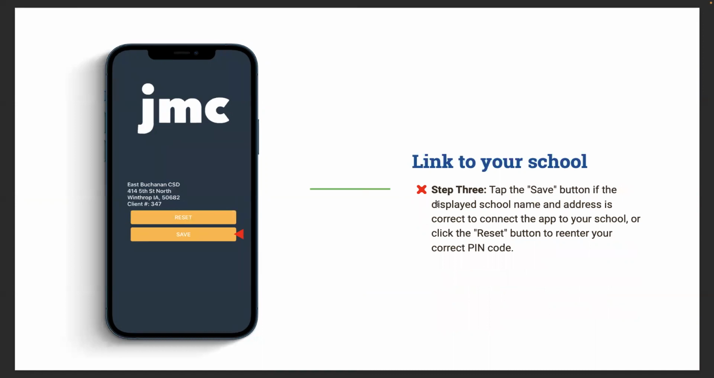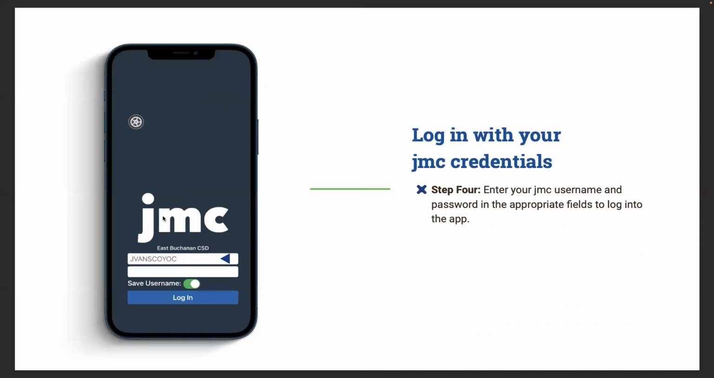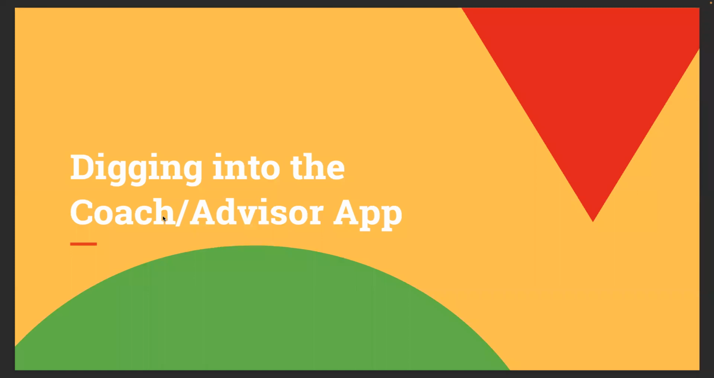Next, you want to tap the Save button if the displayed school name and address is correct. So you just want to make sure that's the school you intended to add. Then you go ahead and hit Save. If this information is incorrect, hit Reset, and then just try to enter that mobile PIN again. Enter your username and password in the appropriate fields to log into the app. And then we'll look a little bit more at some of those features in the app.